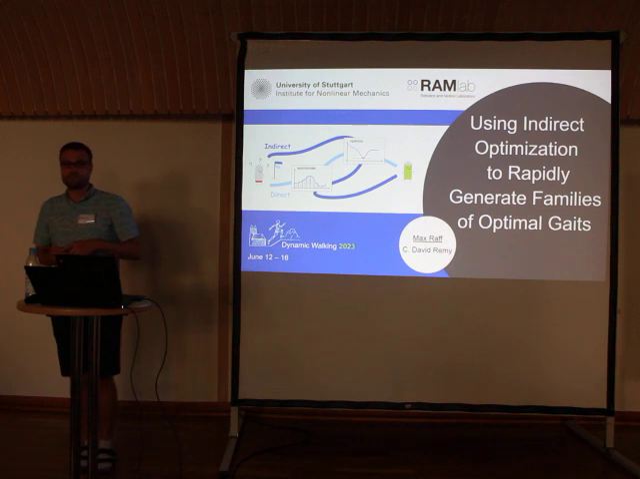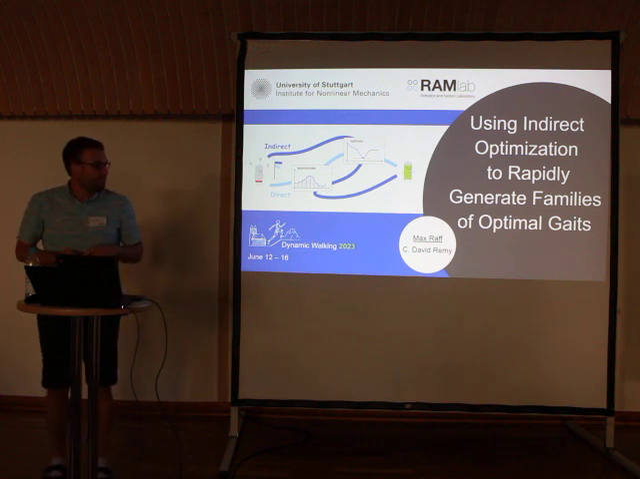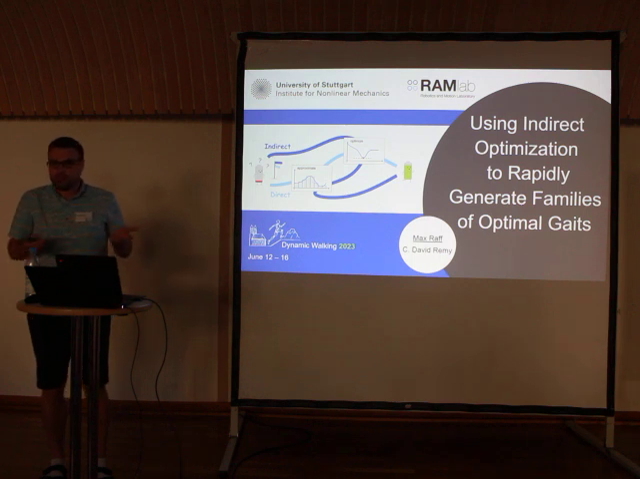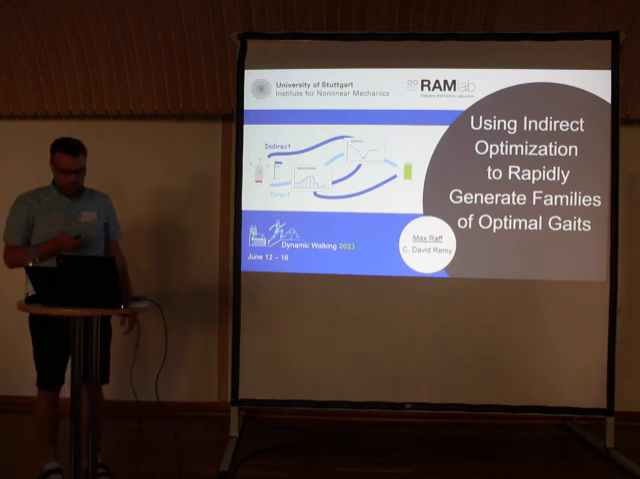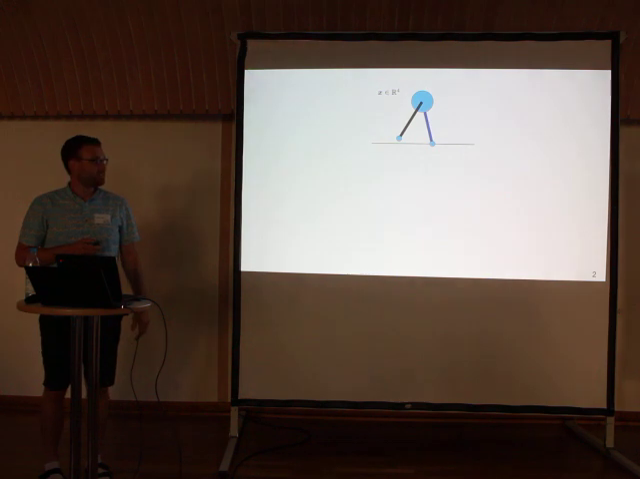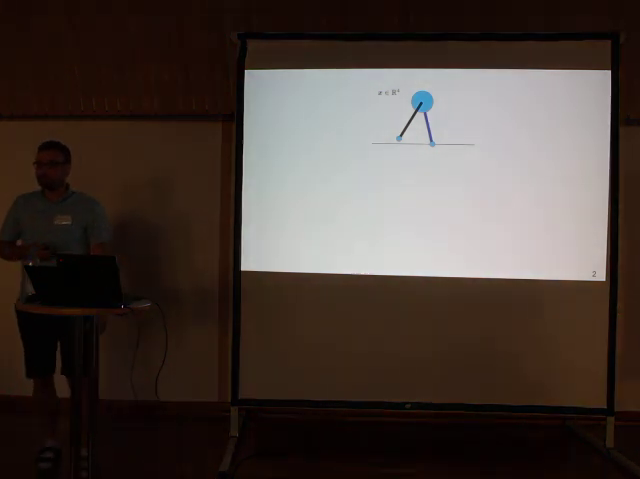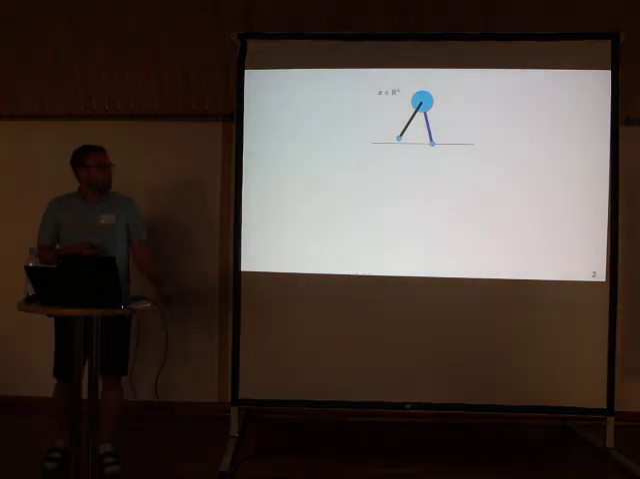Families of optimal gaits. Before I dive in, I first want to clarify some terminology. So what are families of gaits, what is actually a gait, and what does it mean for a legged system to be optimal? In this talk I will consider a really simple legged system, the compass gait walker. And in the beginning, what is a gait?